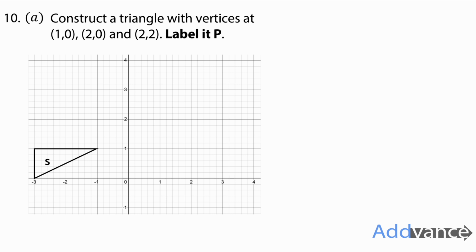Question 10 says construct a triangle with vertices at (1, 0), (2, 0), and (2, 2). And we'll start by drawing these coordinates here. Just draw small x's for this. We can then connect them with the lines of a triangle like this. The question asks us to label this triangle P, so we'll draw a P in the middle of it.